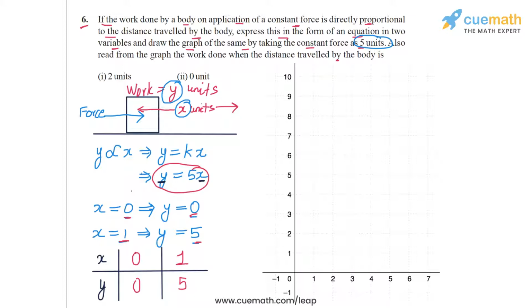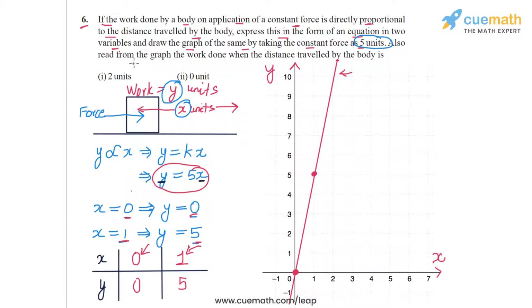So here's the graph that I'm going to use. The horizontal axis represents the distance x and the vertical axis represents the work done, which is y. The first solution was (0, 0), which is this point here, and the second solution was (1, 5), which is this point here. Now we draw the line through these two points, and this line is the graph of the equation y equal to 5x. So that completes the graph part.